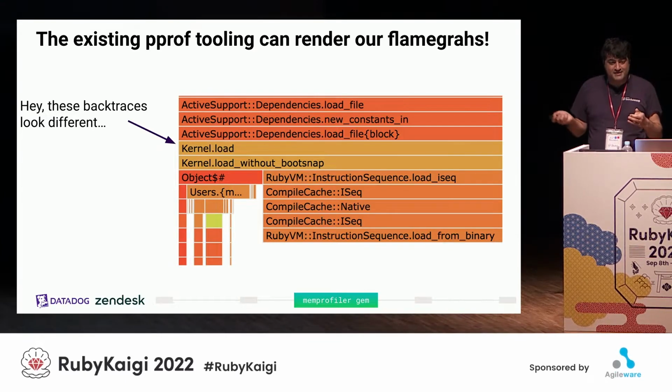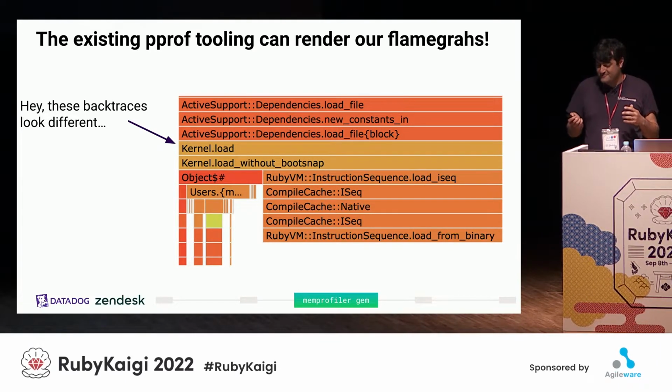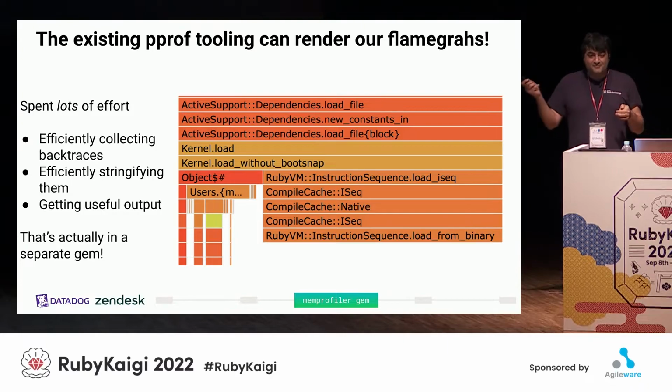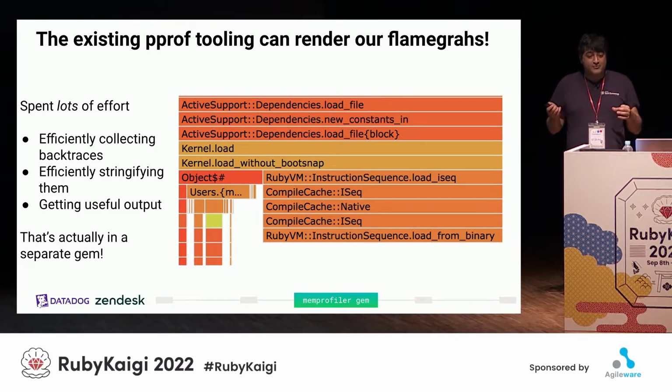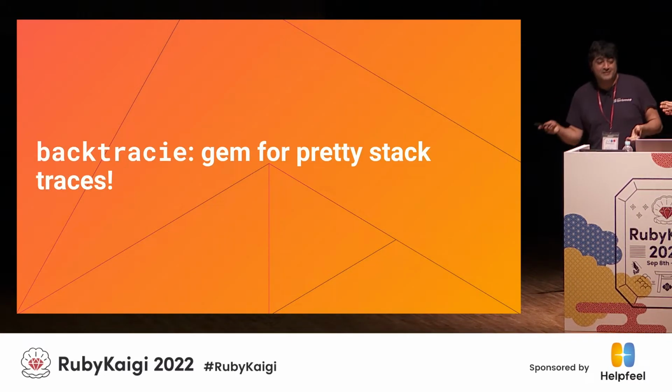It's got the class name in there, the formatting is a bit different. So essentially, we've wrapped up all this effort around backtrace construction, fast, pretty, etc., into a separate gem called backtracey, which might be useful for other profiling tools as well. So I'll hand it to Evo to talk about backtracey.